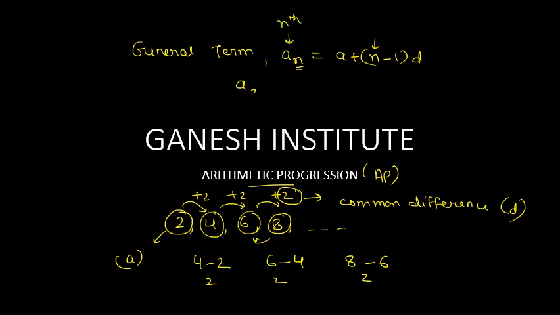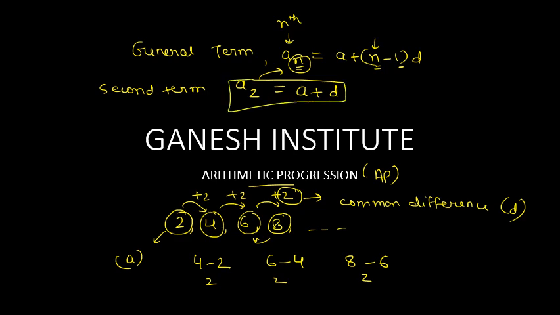If you have to find out A2, that means the second term, then what will you do? Just substitute 2 in place of n. You will get A plus (2 minus 1), that is 1, D. So A plus D will be your second term. And you know how to find out A and D, right? Let's do some examples and see how this formula fits into various examples.